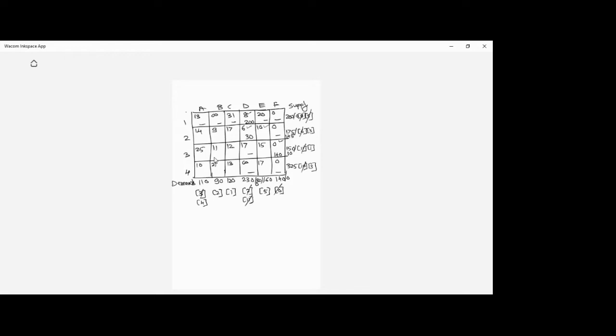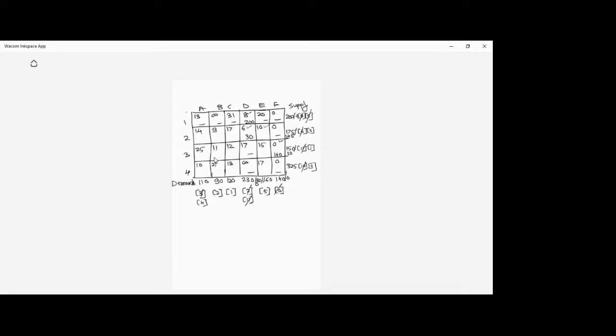Now recalculating the penalties again. So for column A, it is 14 minus 10, that is 4. For column B, it is 11 minus 9, that is 2. For column number C, it is 13 minus 12, that is 1. For column number E, it is 15 minus 10, that is 5.